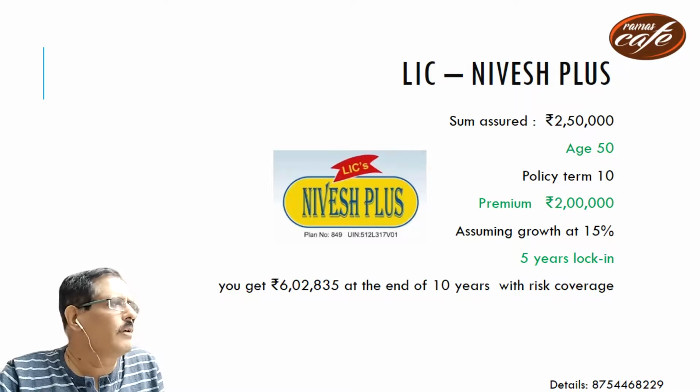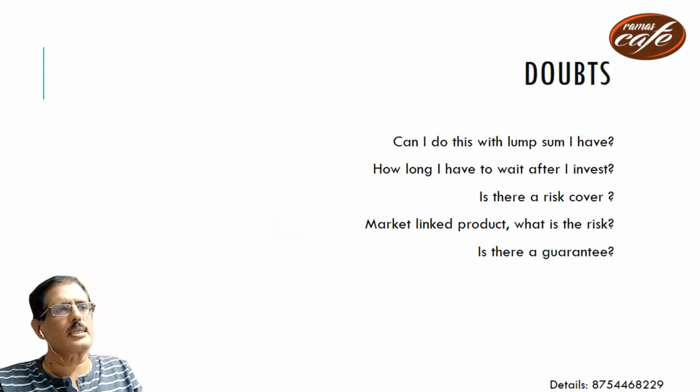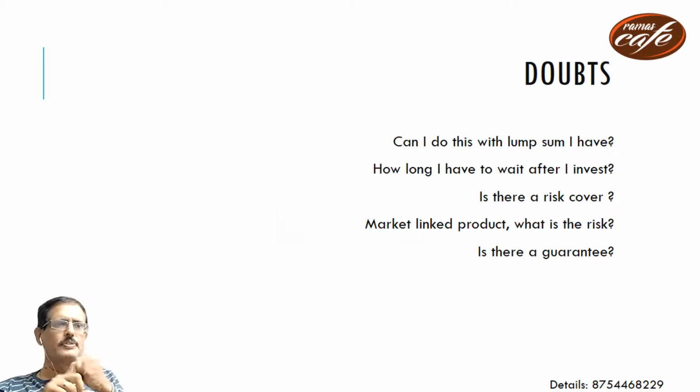At the end of it, whatever doubts you have, we'll try to discuss. Can I do this with lump sum? Because we are talking about ULIP, you can do both lump sum or regular monthly. And how long do I have to wait after I invest? Traditionally, lock-in is 5 years. We advise to wait a little more.